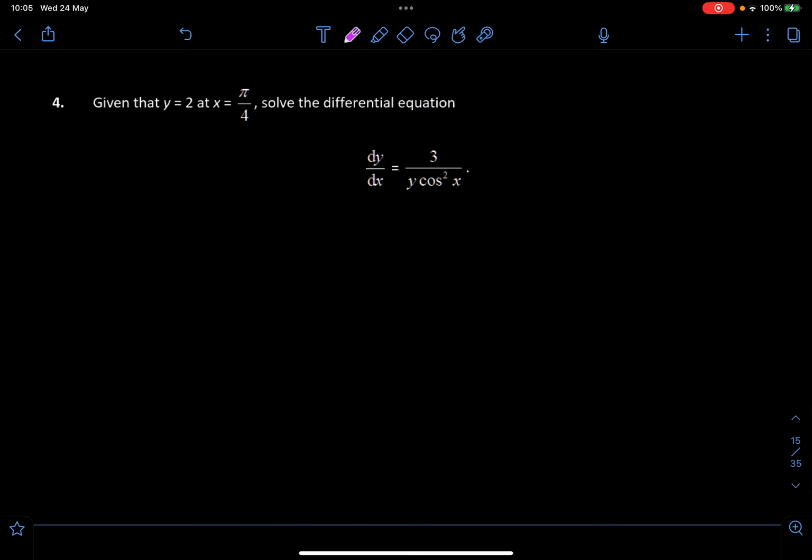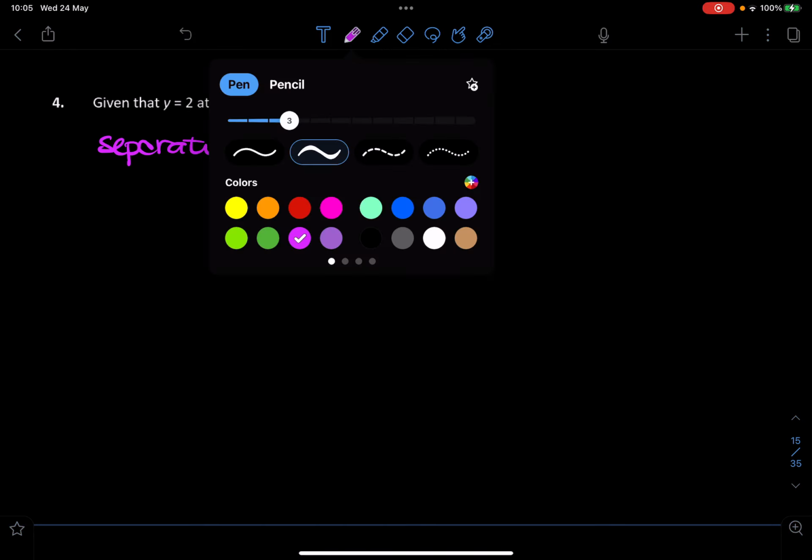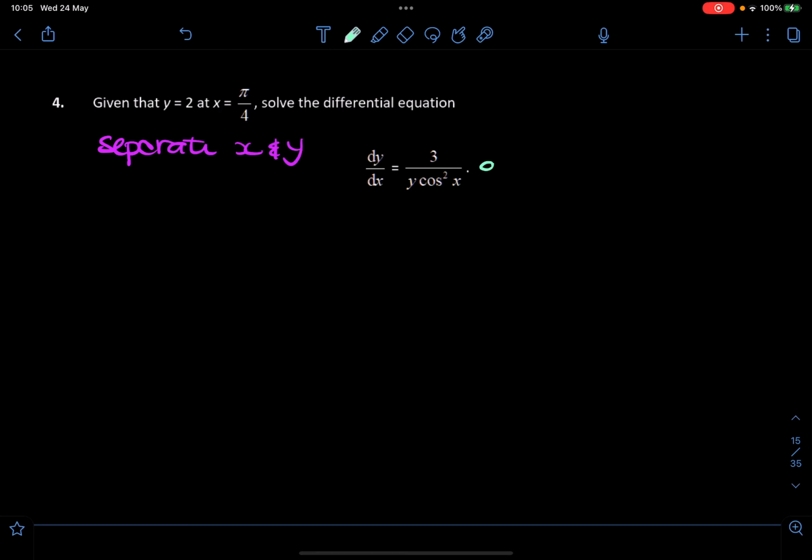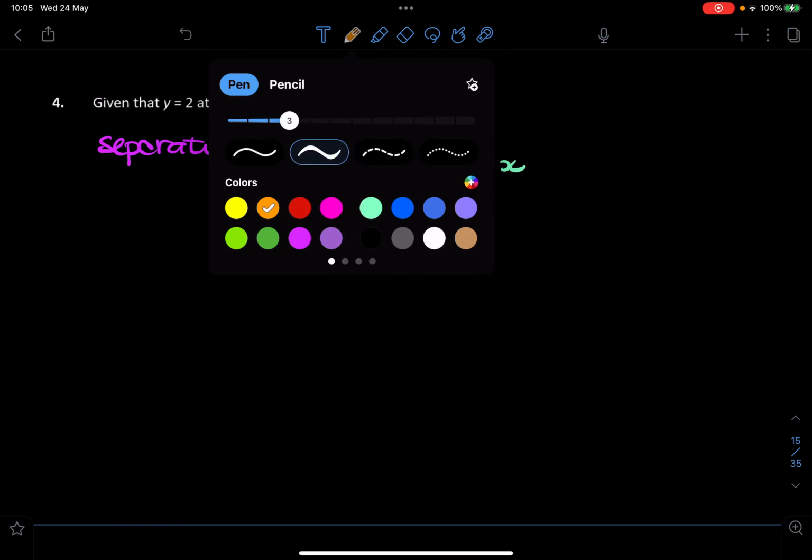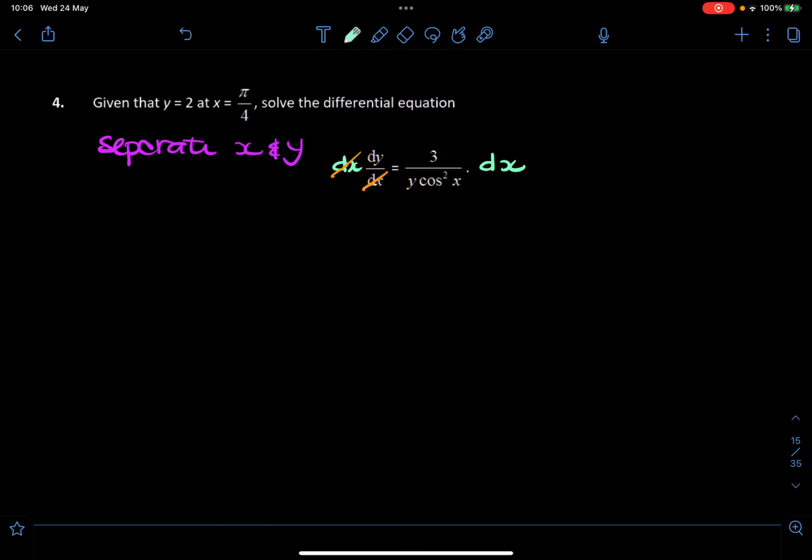So what we call this is separation of variables. We need to separate the variables. So we need to separate x and y. One thing we could do is simply multiply both sides by dx. If you think of that as having that effect, you'll then have dy equals 3 over y cosine squared x dx.